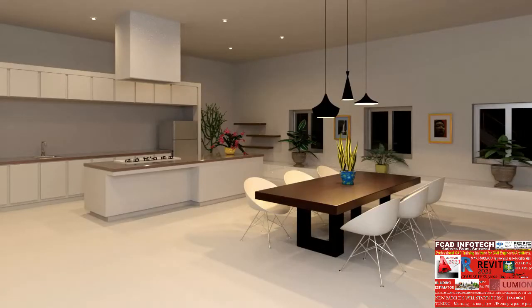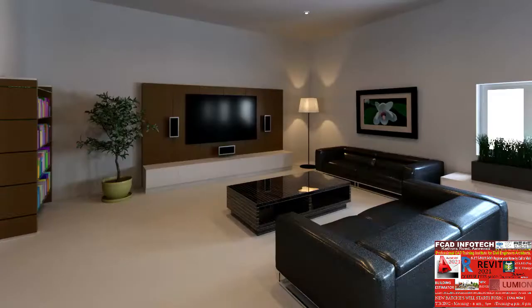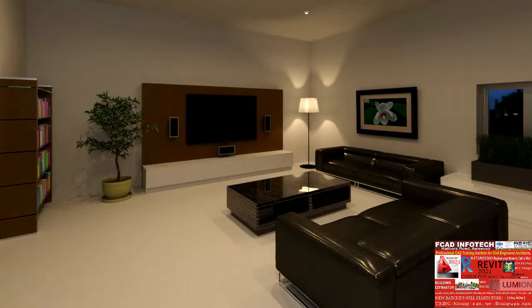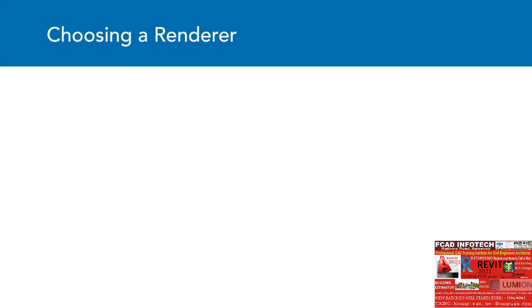And an evening or night shot of the same scenes. Here is our living room in the daylight with a little bit of artificial light, and then here are the night shots. And again, that's ART, the Autodesk Ray Tracer. Let's look at the options for the renders, so you will know which is best for your particular project or application.